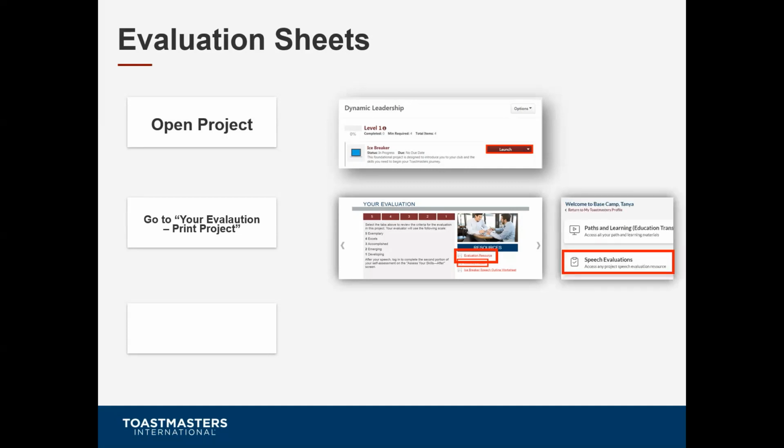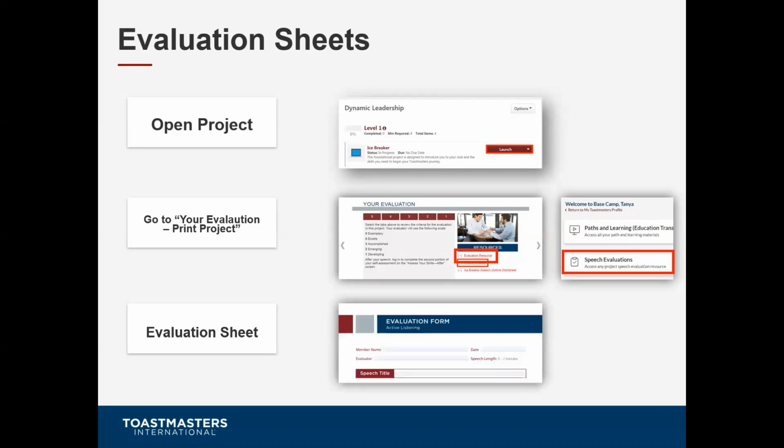Or on the front page of Basecamp, you can go to the box called Speech Evaluations. It will have all of the available speeches. You just pick the speech and it will print it. And then you will have access to the evaluation form. Again, these are normally 4 to 5 pages each, so do be careful when printing lots and lots out, but they are editable as an online form.